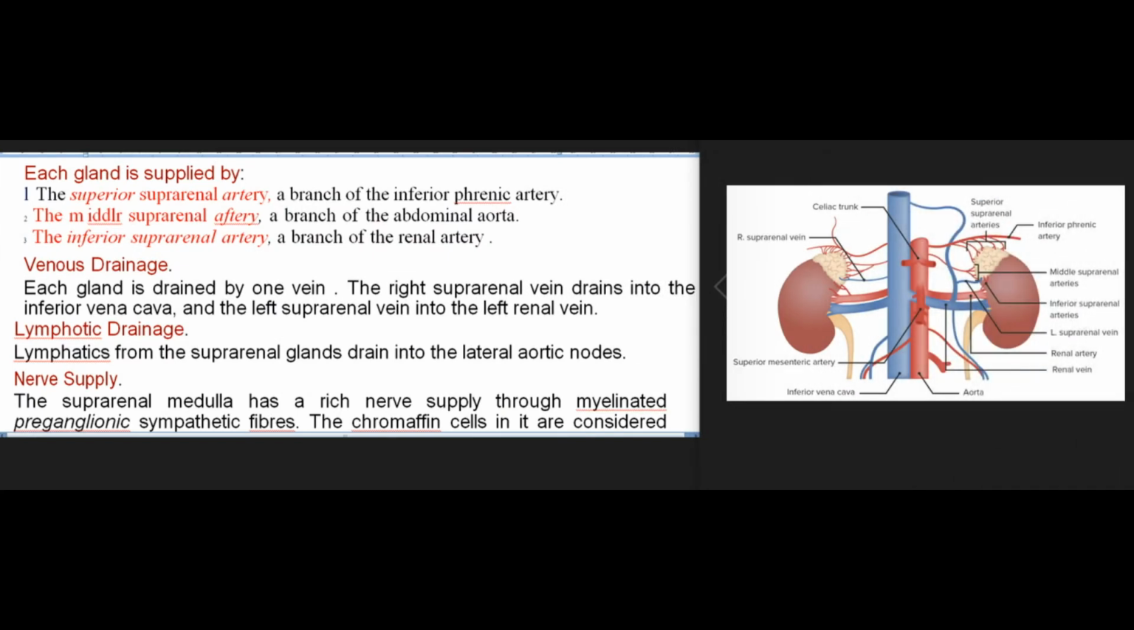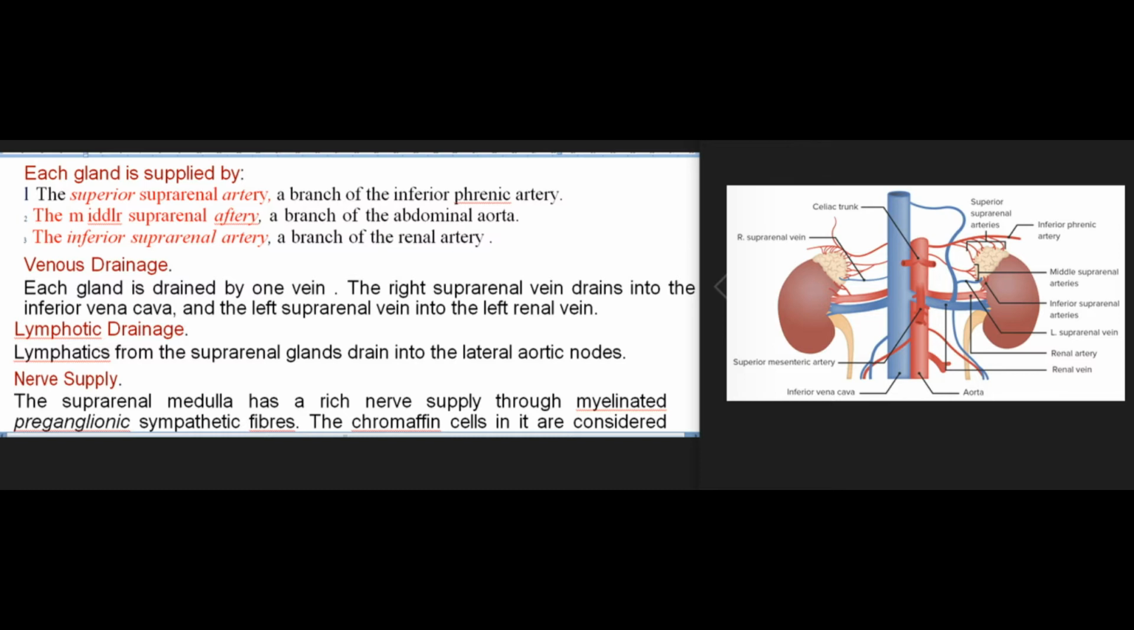Arterial supply. Each gland is supplied by 1. The superior suprarenal artery, a branch of the inferior phrenic artery. 2. The middle suprarenal artery, a branch of the abdominal aorta. 3. The inferior suprarenal artery, a branch of the renal artery.